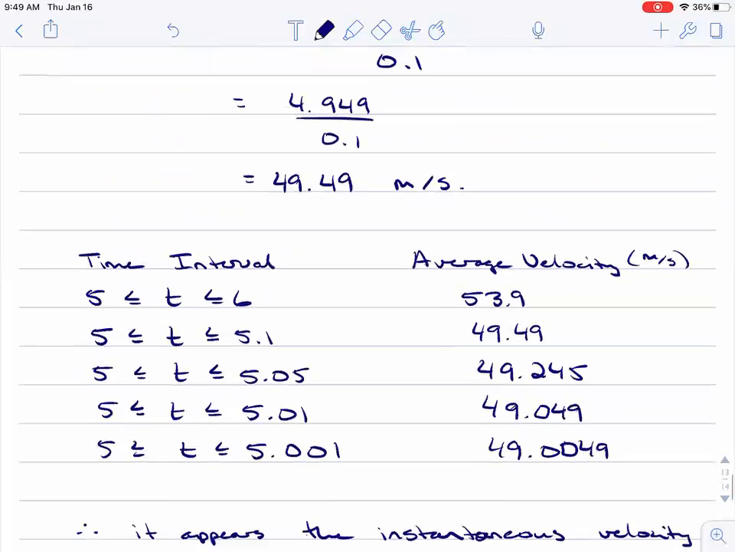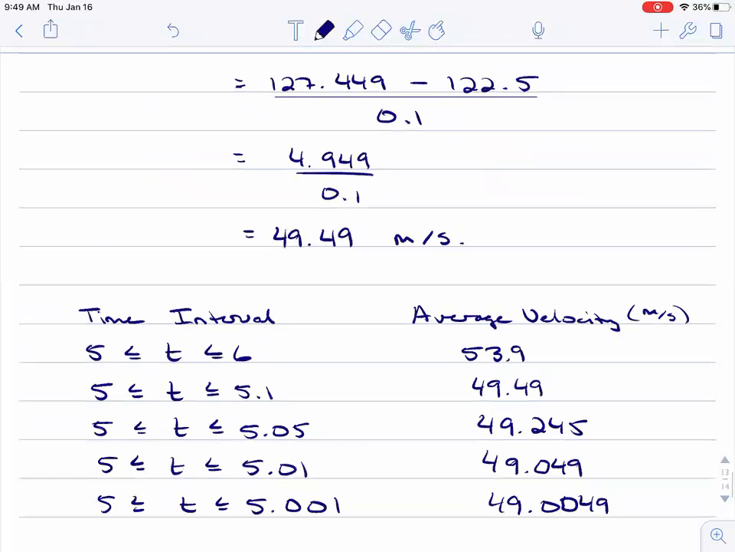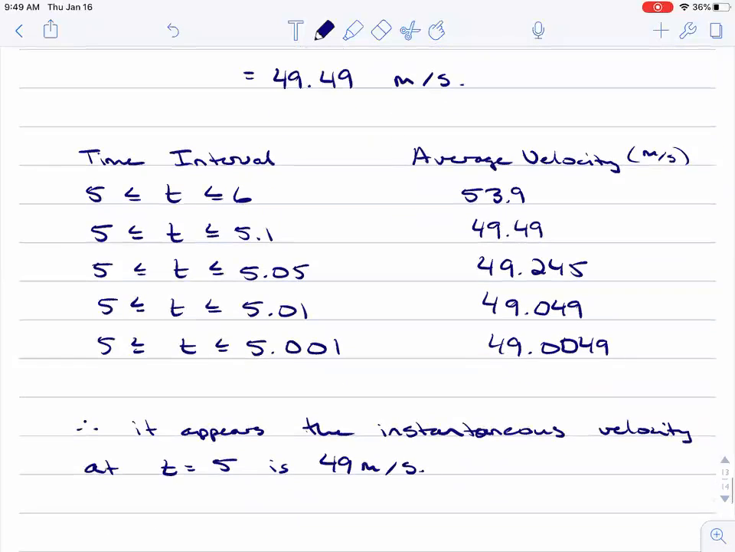You want to be careful, right? Because between 5 and 5.1, we actually got 49.49, which is still a little ways off, right? And so you do want to try a couple more points just to see if things are still changing.